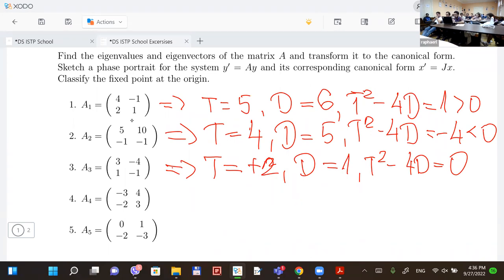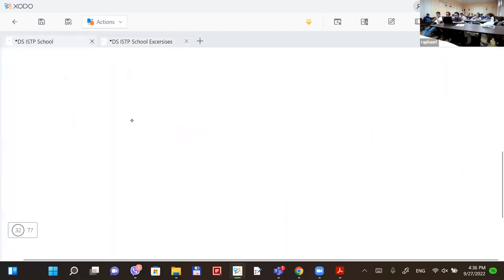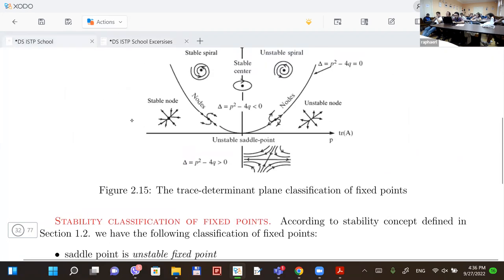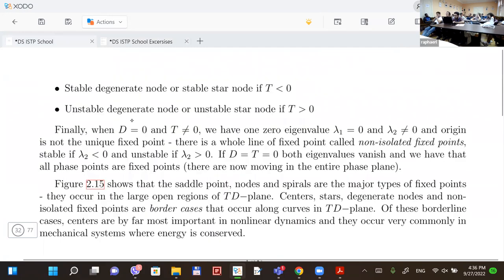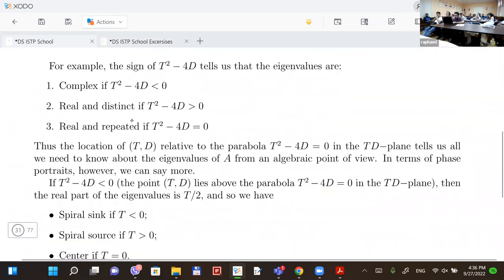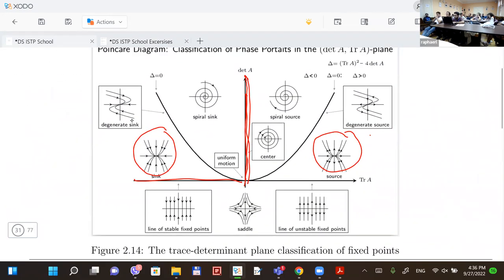So just keep the arrow. This is next. Okay. So now we are here. This is the degenerate node, a degenerate source on the borderline.